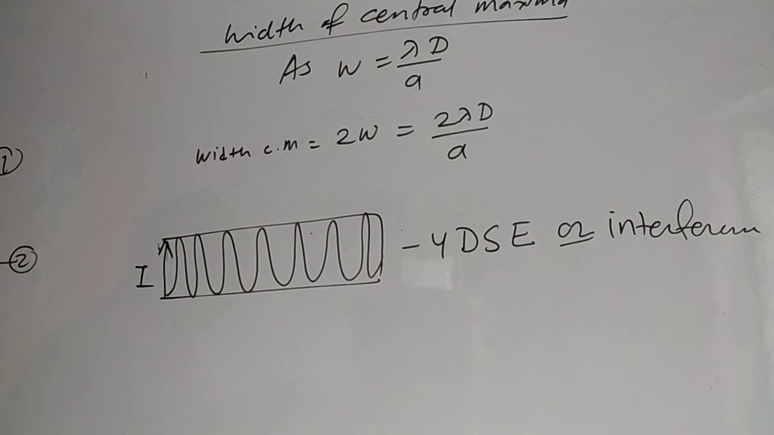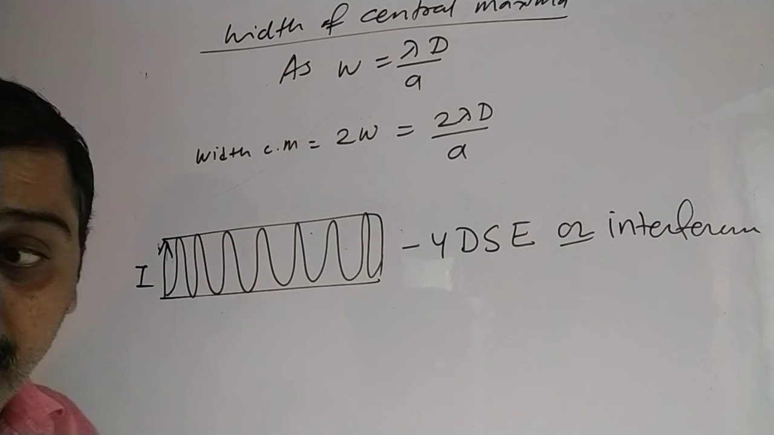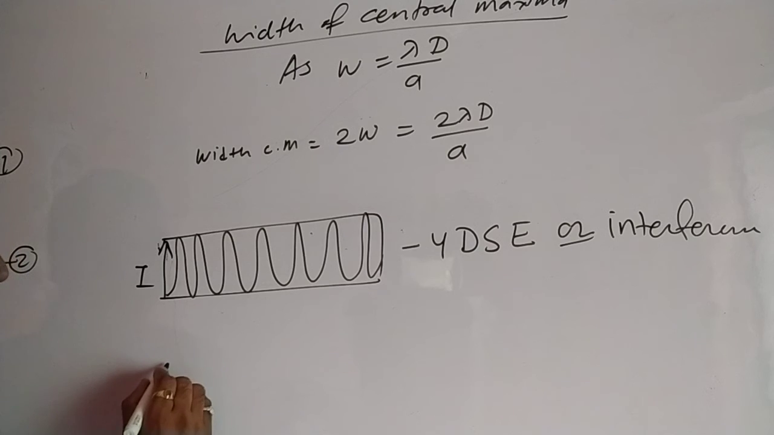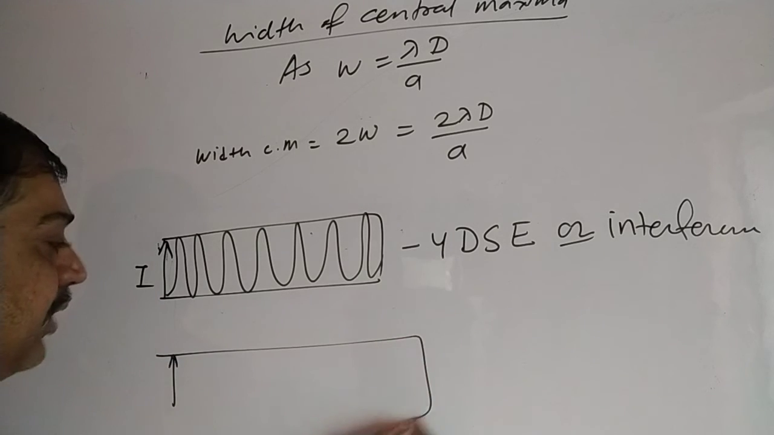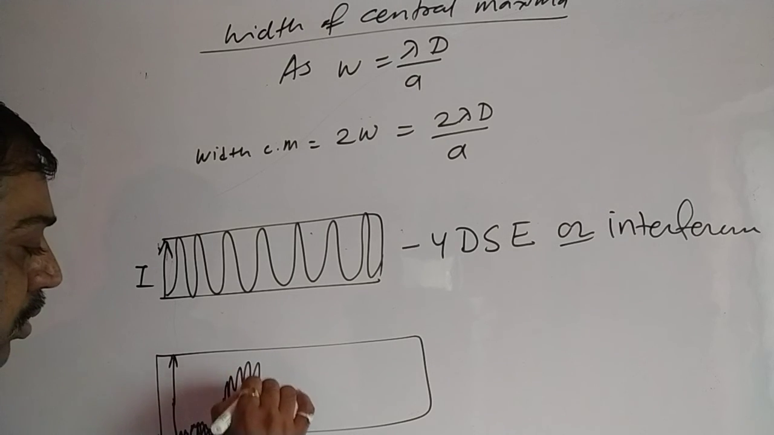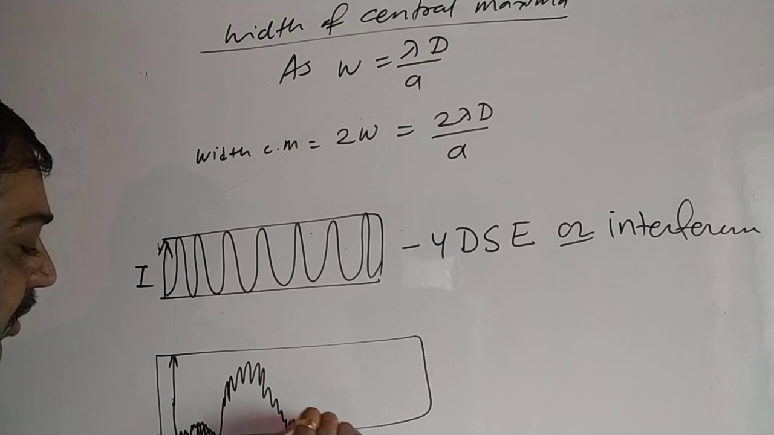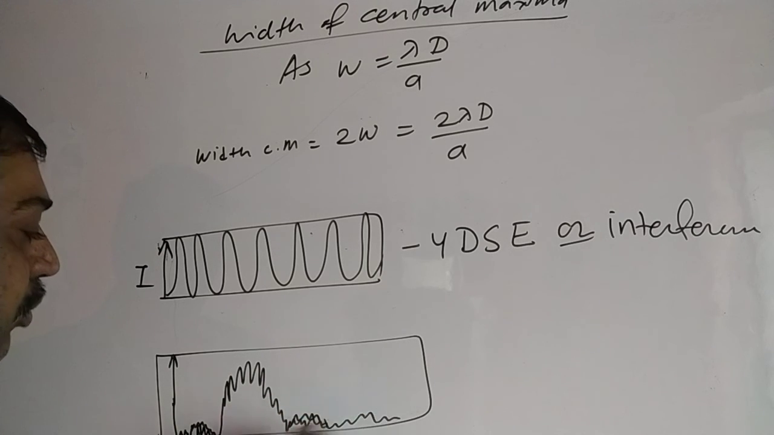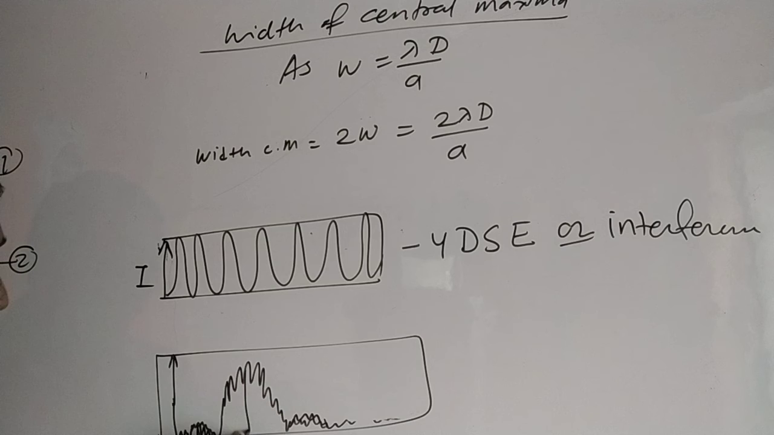The intensity remains constant. In case of single slit diffraction, they have shown the intensity varying like this. So this is the central maxima, and again the central minima are there. This would be the pattern. This is the central maxima, this is W to this side, W to this side. These are secondary maxima, this is the first minimum on the right, first minimum on the left.